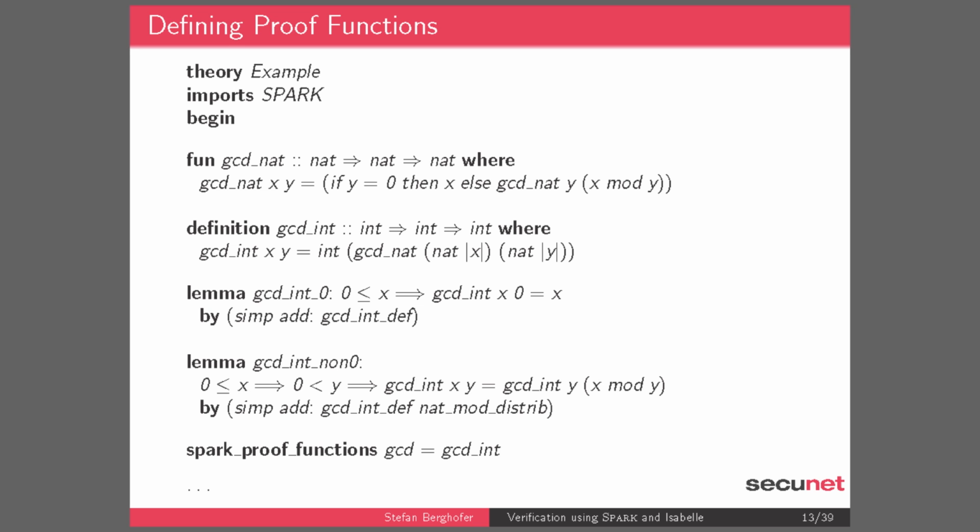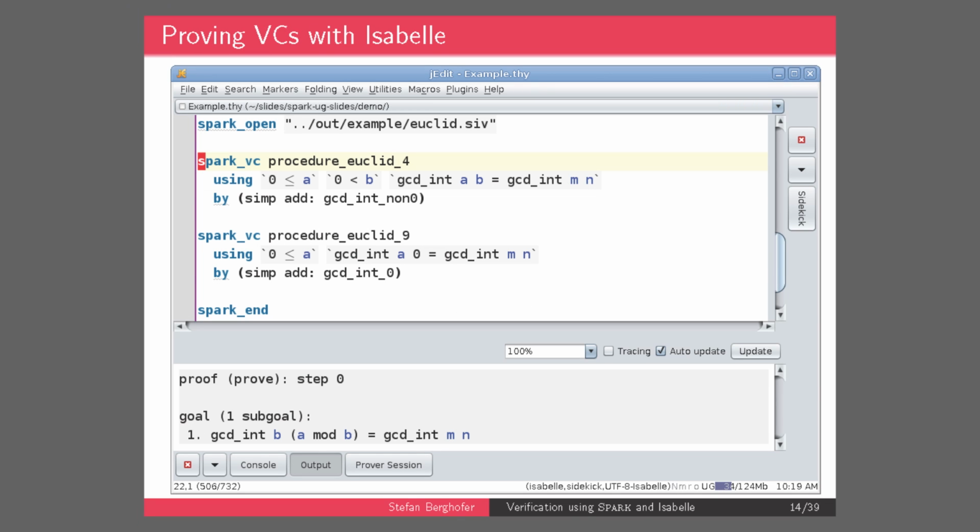And then we just lift the definition to the integers by first computing the absolute value of x and y, then converting that to a natural number, then applying the GCD nat function, and then translating the result back to integers. Since that definition is not so nice to work with, we derive two lemmas from that. And then finally, we link that GCD proof function from Spark with the GCD int function from Isabelle. Okay, so now we haven't proved anything yet. That's on the next slide.